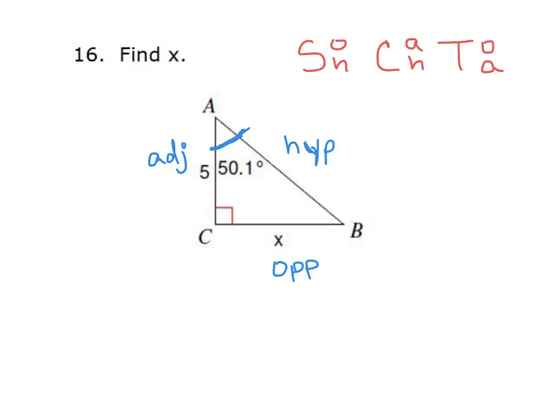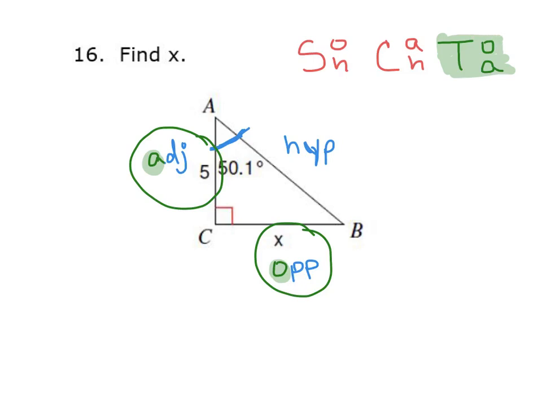Now I'm going to go ahead and circle the side that I know and the side that I want. And I can see we're looking at the adjacent and the opposite side, the A and the O. So I go to my formula. A and O is represented by TOA. This is tangent. So that means tangent of our angle, 50.1, is equal to our opposite, which is X, divided by our adjacent side, which is 5.